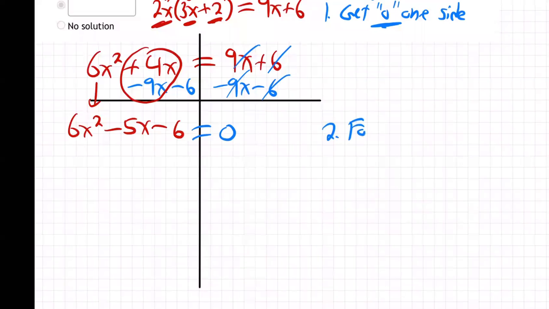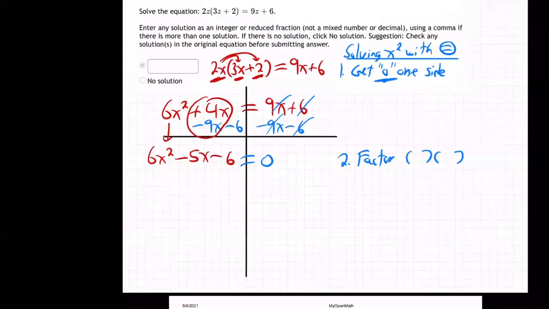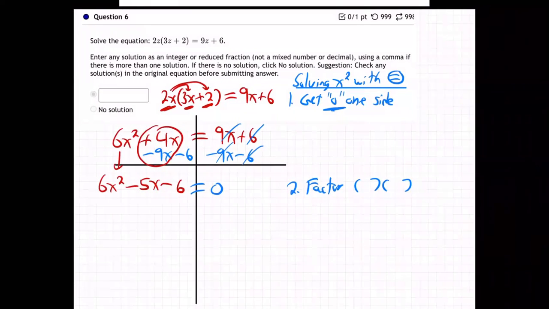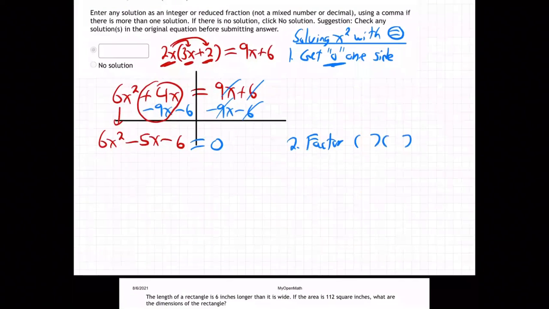Now we have to factor with the 2 parentheses. So we're going to have to factor that on the left side. Now you know about factoring. In fact, let's get rid of this, and now we're going to factor. Now, how do you factor?